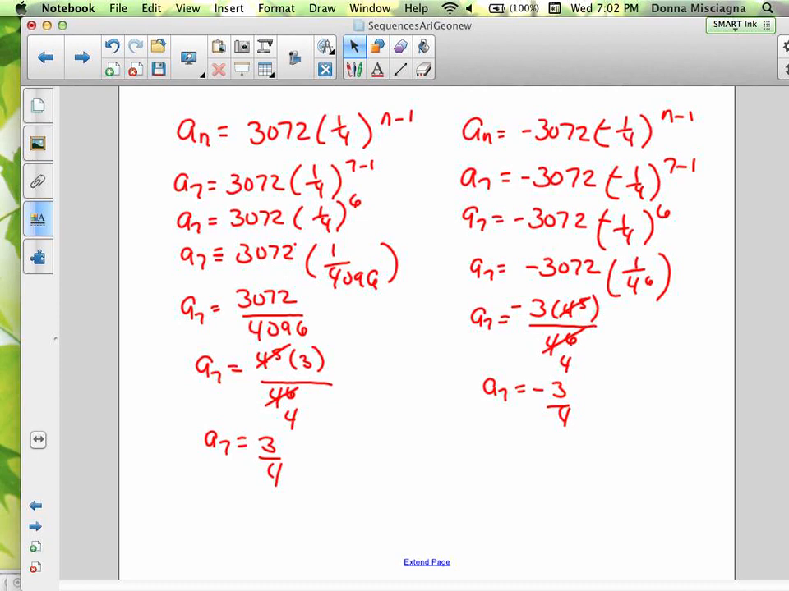So we have now a_n equals 3,072 times 1/4 to the 6th power. So 1 to the 6th power is 1. 4 to the 6th power is 4,096. So when I multiply that, I have 3,072 divided by 4,096. Now, we already know that 4,096 is 4 to the 6th power. We just calculated that out just a minute ago.